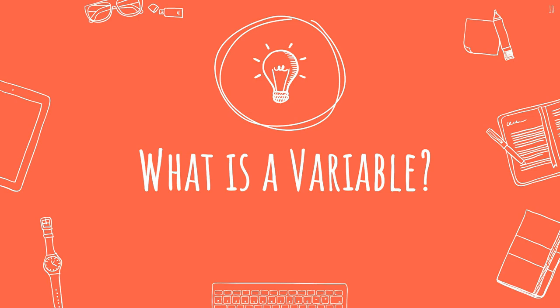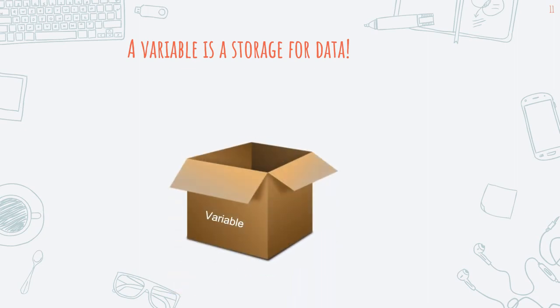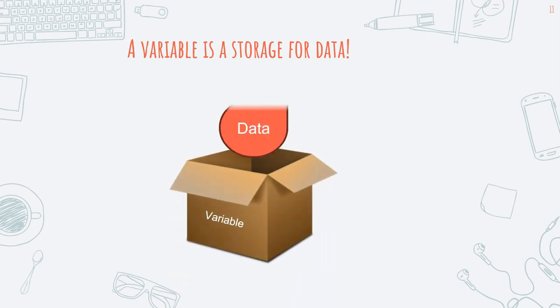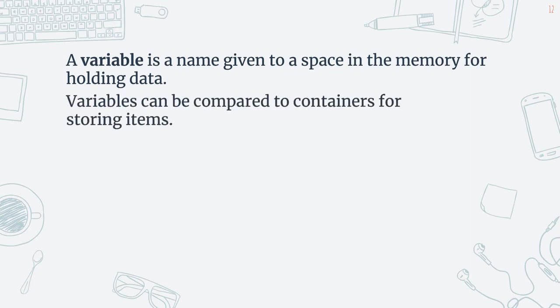In this video, I will explain what is a variable. So a variable is a storage that is used to store data. We can explain this as: a variable is basically a name that is given to a space in the computer's memory for holding any kind of data. And variables, you can compare with containers that we use for storing items.